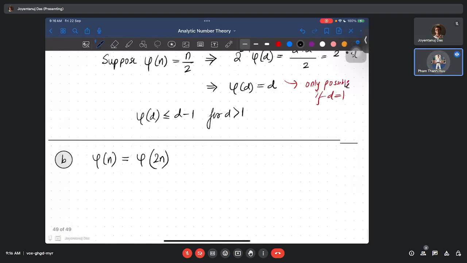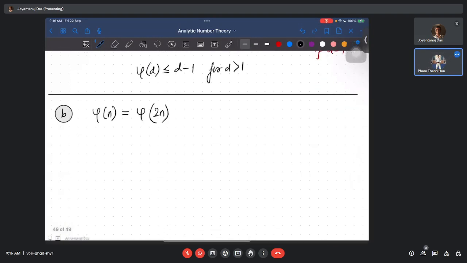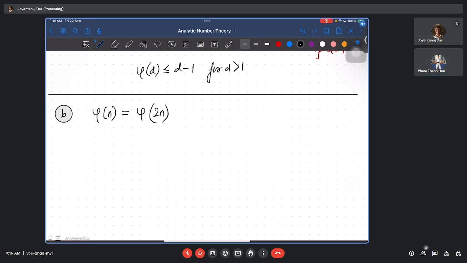We can use the product with the condition of distinct primes. Yes, distinct primes, because n can have a factor of 2 also, that we don't know. So how do we use that?